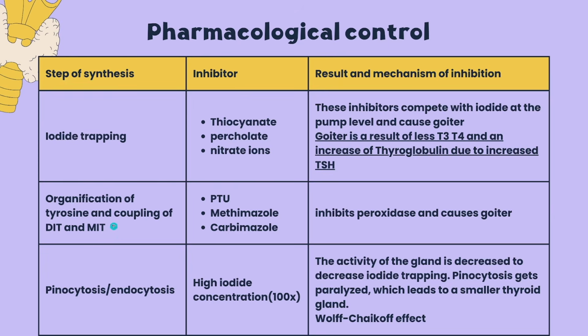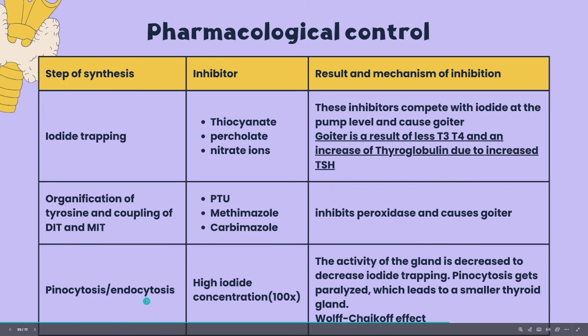The organification of tyrosine and coupling of DIT and MIT is inhibited by PTU, which is propylthiouracil. That's going to be mentioned a lot, should be easy to memorize. And we have the zoles: methimazole, carbimazole. Just memorize them as zoles; they inhibit the organification of tyrosine, like PTU. How do they do that? We said that one enzyme does both of them, peroxidase, and inhibiting it also causes goiter, which is explained above.